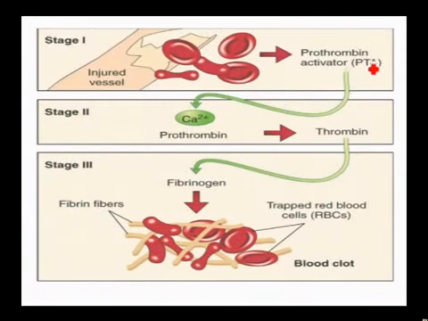Injured blood vessel, prothrombin activator, then calcium ions converting prothrombin into thrombin would be the thrombokinase. Then thrombin will act as an activator, converting the dissolved fibrinogen into the fibrin. So, a mesh-like network is formed and the clotting process has occurred.